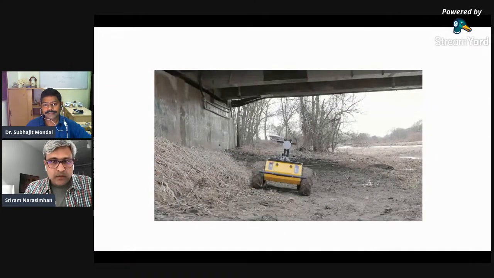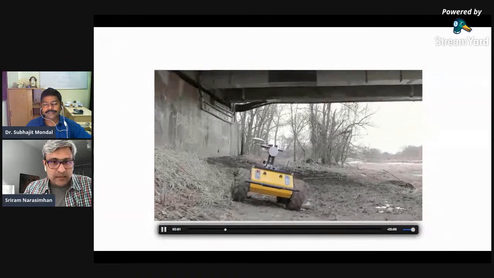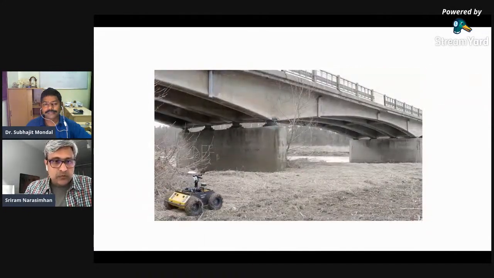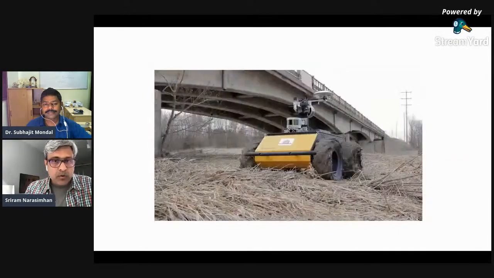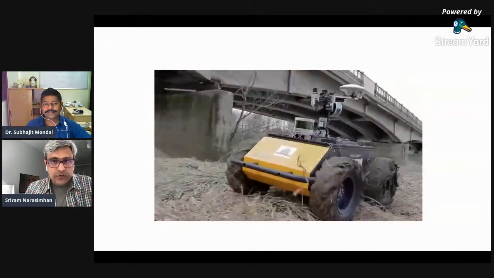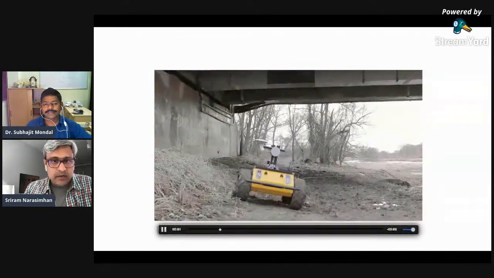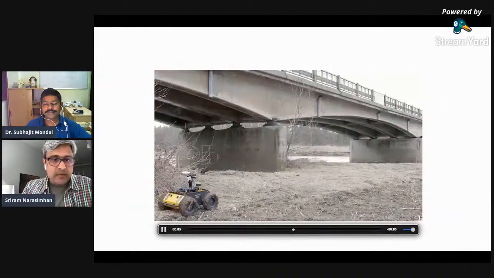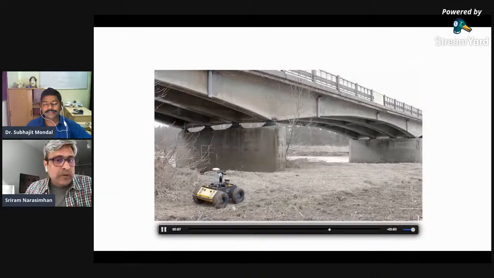Here's the robot that we built. So this is basically built in my lab, where it's got a whole bunch of sensors. You can take this robot to a bridge, and you can see all the sensors on them. You got lidars, you got GPS, you got cameras, you got infrared cameras. So we are building a lot of these things.